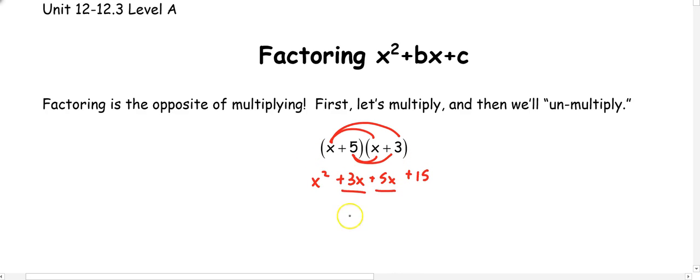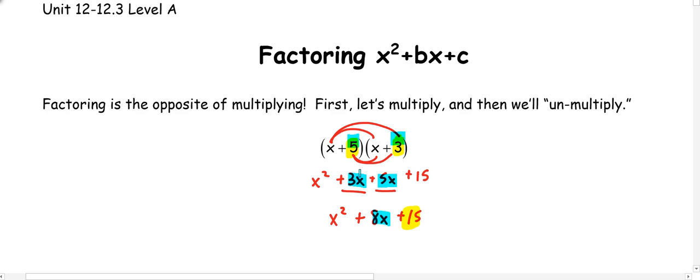So notice I have two x terms, so I need to combine them. So I get x squared plus 8x plus 15. Now, we got 15 by multiplying the 3 and the 5 together. We got 8 by basically adding the 5x and the 3x together.